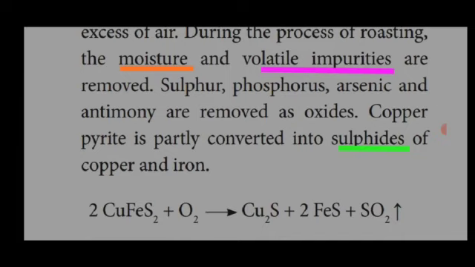What are the volatile impurities present? Sulphur, phosphorus, arsenic, antimony. These are removed as what? Oxides. In this process, copper pyrites is partially converted into sulphides of copper and sulphides of iron. Sulphide of copper, formula Cu2S. Sulphide of iron, formula FeS. The remaining impurity is sulphur dioxide, formula SO2.